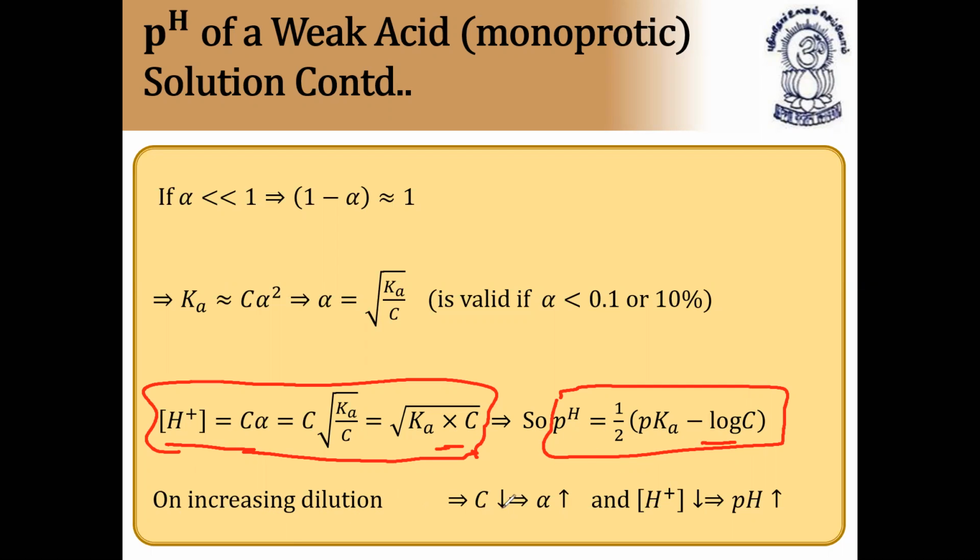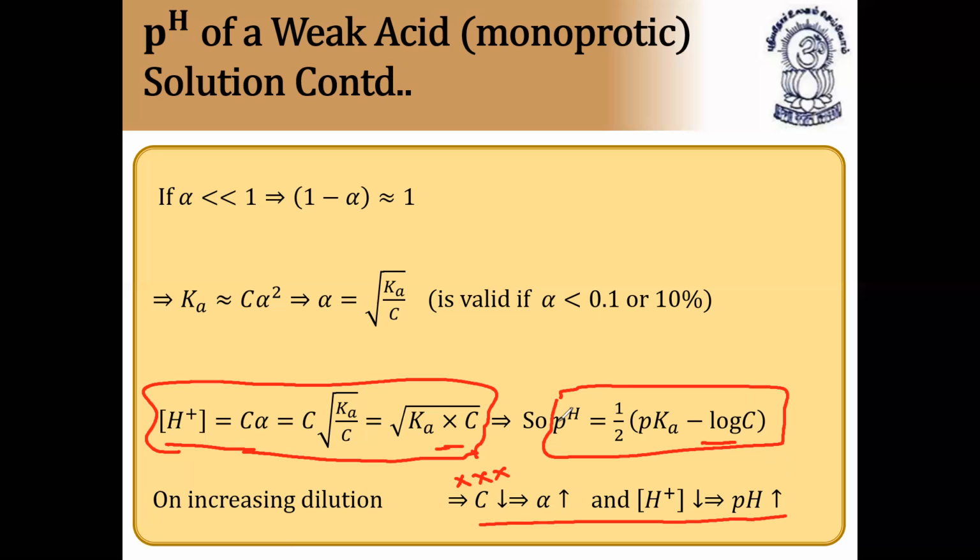On increasing dilution, C decreases, that is, the concentration decreases, the degree of dissociation increases, the H plus concentration decreases, and the pH value increases. All these 4 points are very, very important. Please note down. Again, I repeat, on increasing dilution: if you dilute the given solution by adding water, the concentration C decreases, the degree of dissociation alpha increases, the H plus concentration decreases, and the pH value increases. This is very, very important.